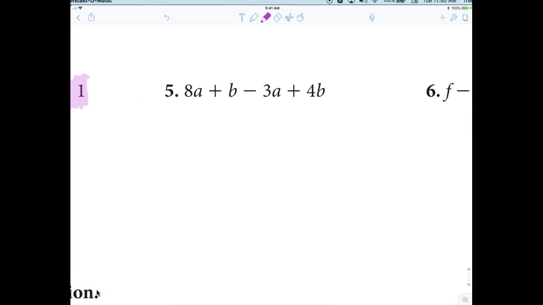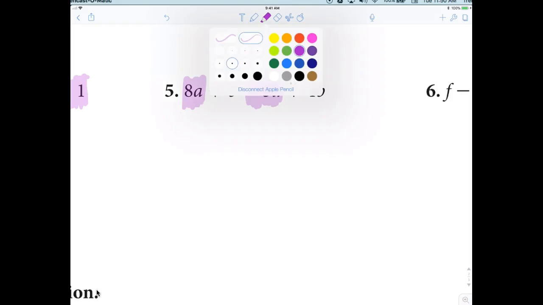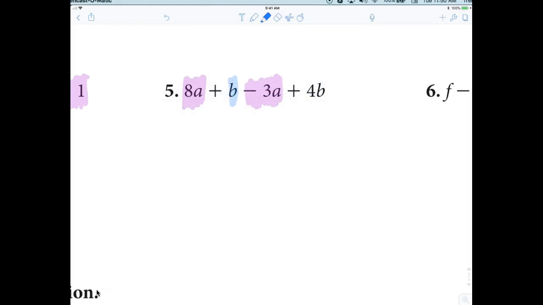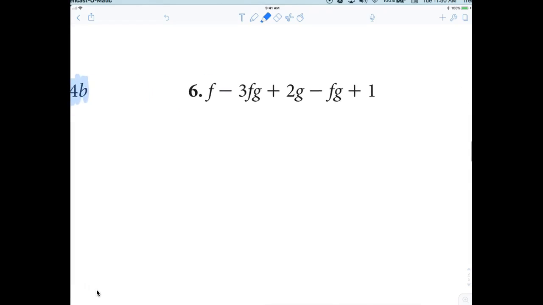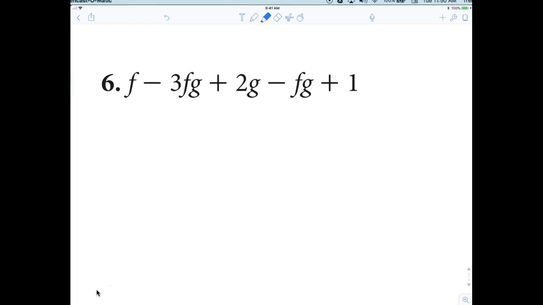What do we got for number 5? 8a and -3a. Does everybody agree with that? And b and 4b. Is everybody good with that? Number 6. Uh-oh. Now this one's super, super important, so everybody listen to me real quick.